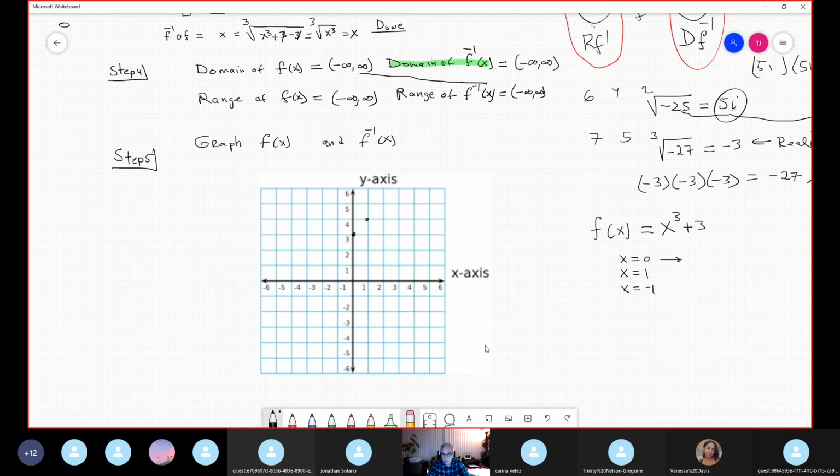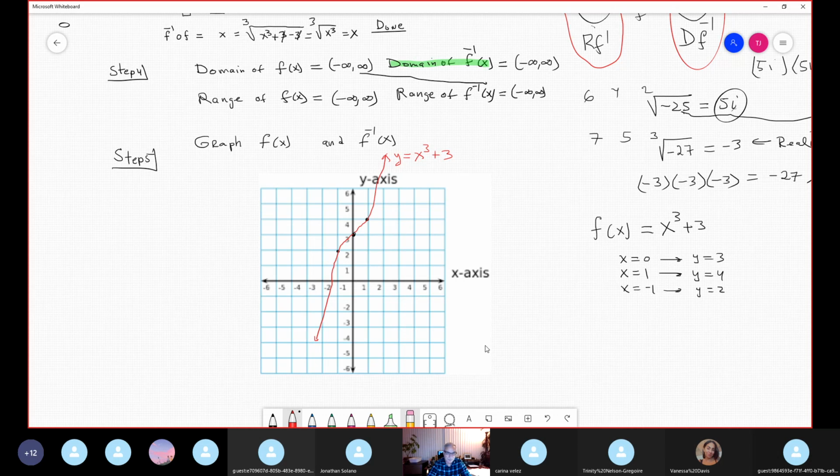So when you evaluate at 0, the y value is 3. When you evaluate at 1, the y value is 4, because 1 cubed is 1, plus 3 is 4. And when you evaluate at negative 1, negative 1 cubed is negative 1, so y is 2. Okay, super. So we have (0,3), (1,4), (-1,2). Boom. My graph looks like that, approximately. This is the graph of y equals x cubed plus 3. This arrow indicates that it continues forever in that direction, approximately.